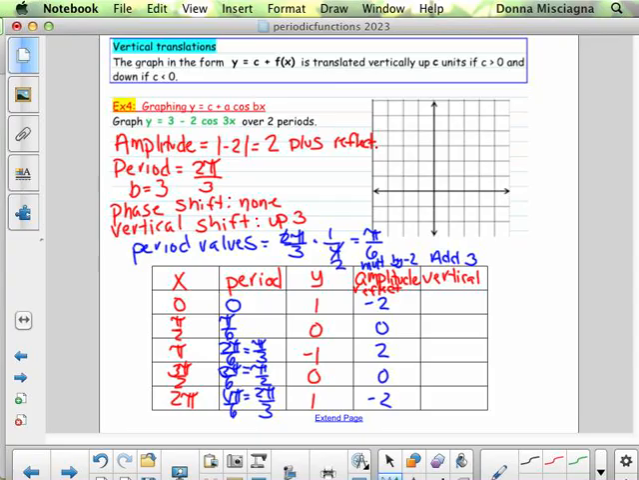So add 3, this would be 1, 3, 5, 3, and 1. All right, so we have all of our values. The period change is the new x. The vertical shift is the new y.